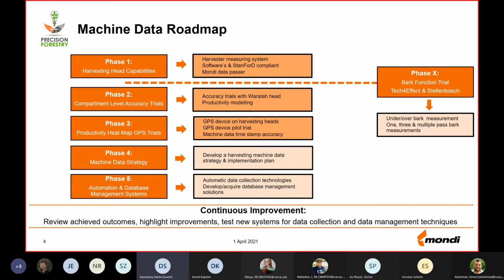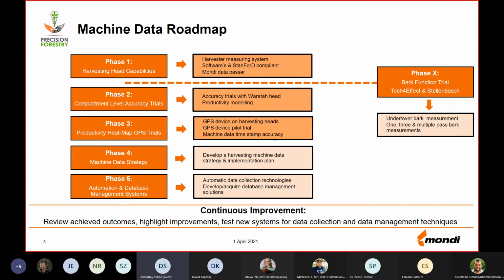And then for phase 2, we looked at compartment level accuracy trials. Here we looked at the accuracy trial of the Waratah harvesting head, and we also investigated how we can do productivity modeling with the harvesting machine data. Phase 3 was productivity heat maps. This involved GPS trials. What we did is we installed a GPS device on harvesting heads, and then we had a GPS pilot trial. Here we wanted to test the suitability of the tracking device we installed on the harvesting head, and we're also focusing on machine data timestamp accuracy.